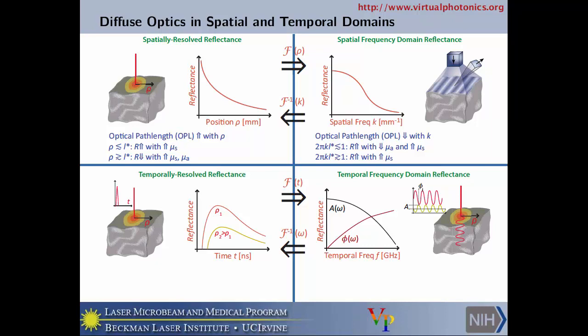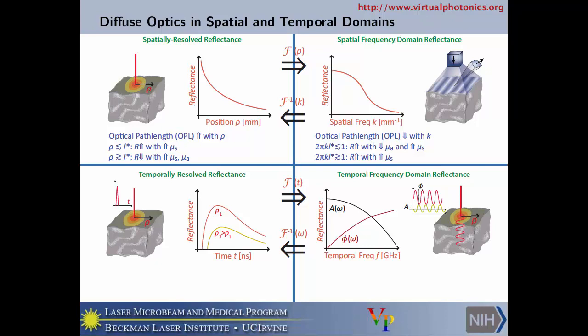And so we again see this different domain of being sensitive to both mu A and mu S prime at low spatial frequencies, which in some sense is analogous to being at large source detector separations, and only sensitive to mu S at large spatial frequencies, which is analogous to small source detector separations. And we're going to see similar parallels in the temporal domain as well.